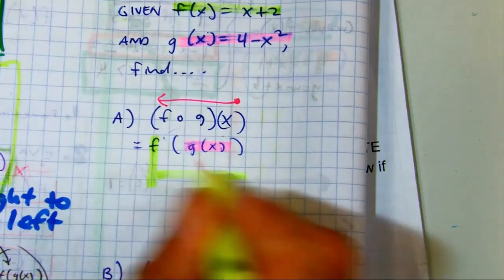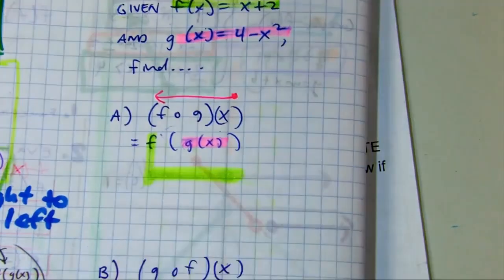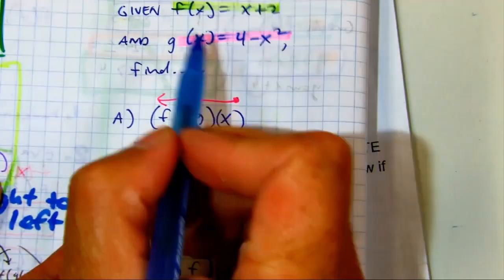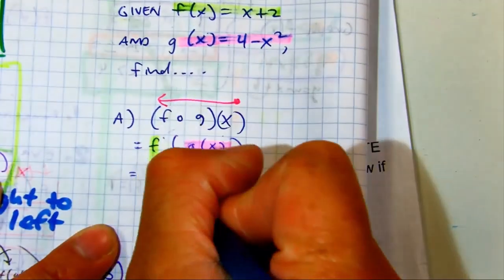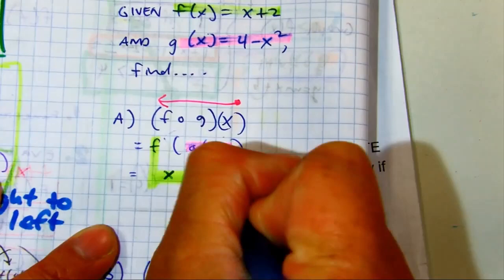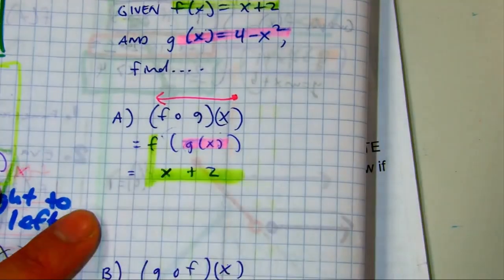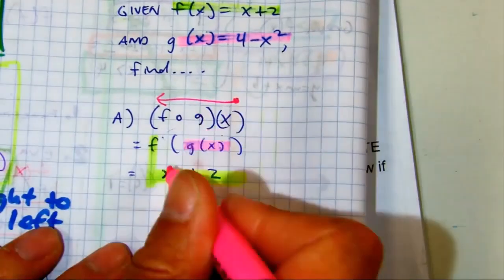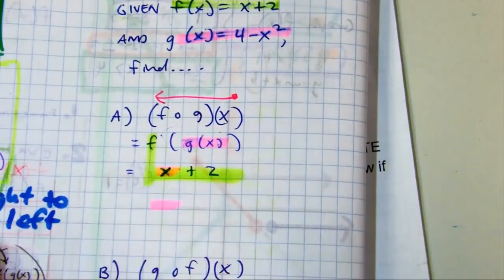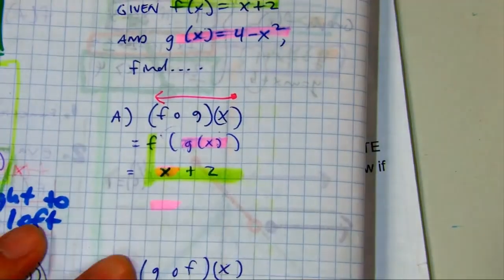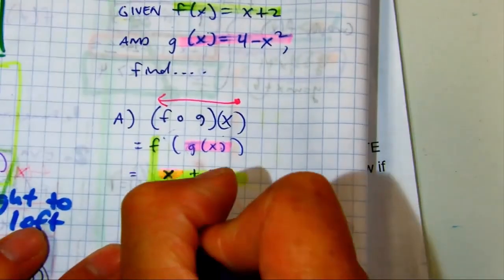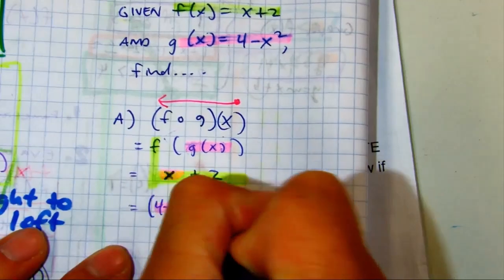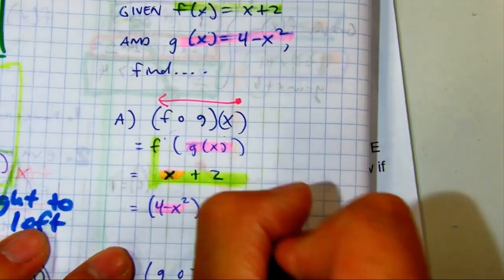Okay, so what does this mean? So let's draw the f first. Draw the f, input the f. So I have x plus 2. Do you see this? And instead of putting x there, I'm going to put whatever g of x is. What is g of x, class? 4 minus x squared, and then I still have this plus 2 here. Do you see that?